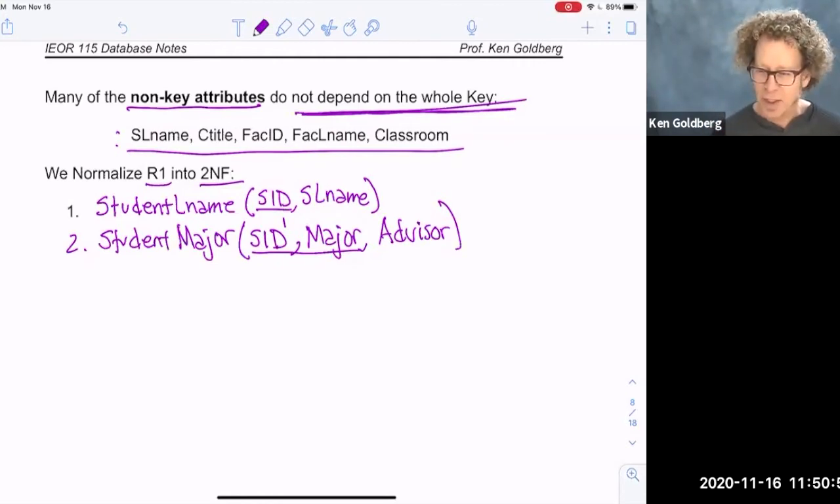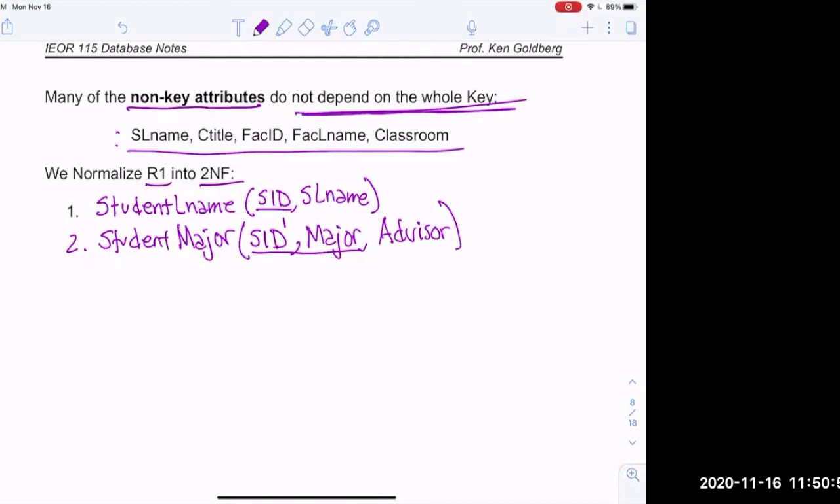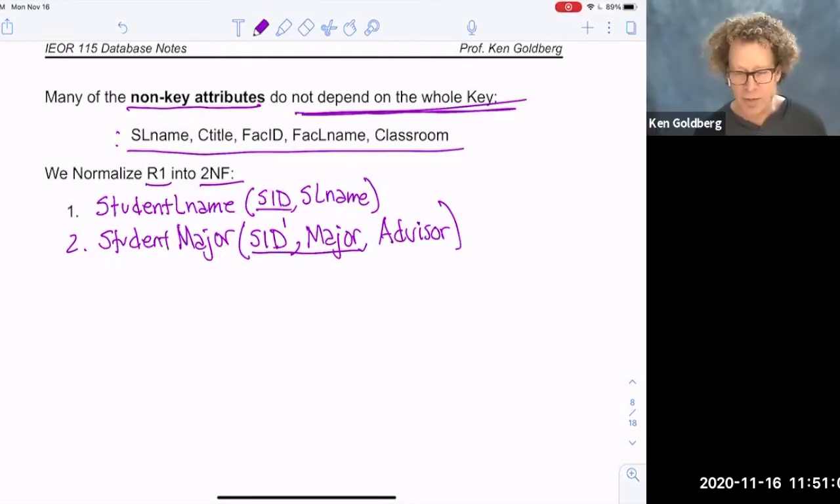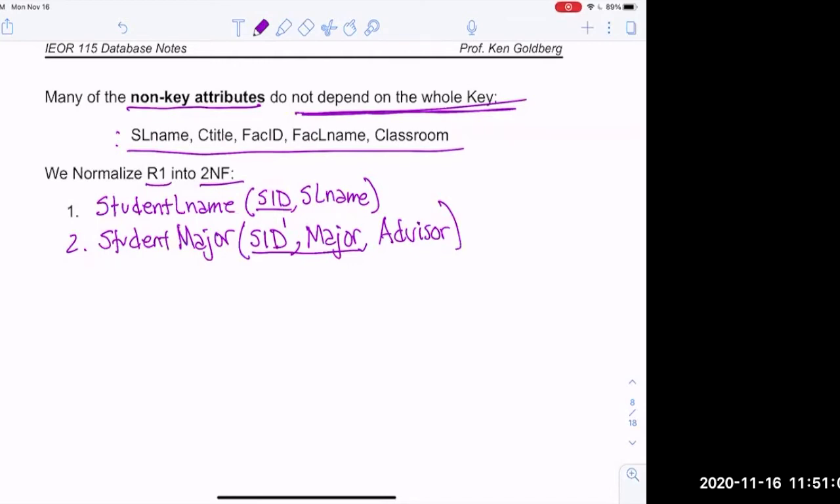Come on, everybody. The major determines the advisor and the SID determines the major. So you need both of those to determine the advisor for that student. Close, close. Thank you, Jason. Very close. Remember that a student can have two majors. Okay, that's what we're getting at.